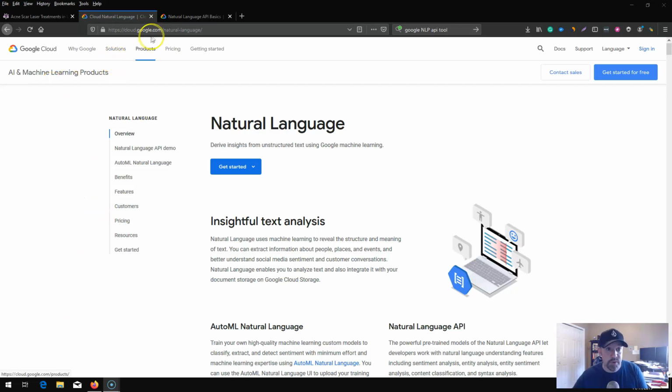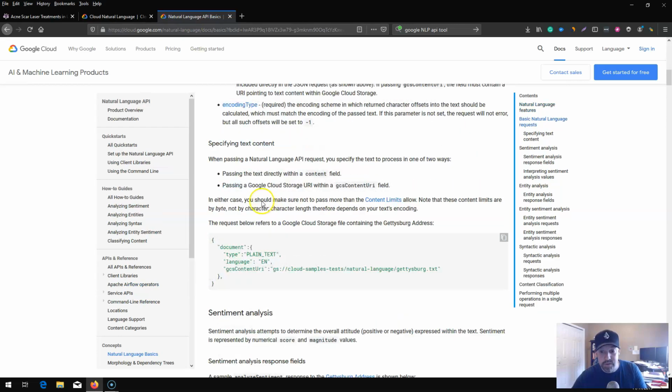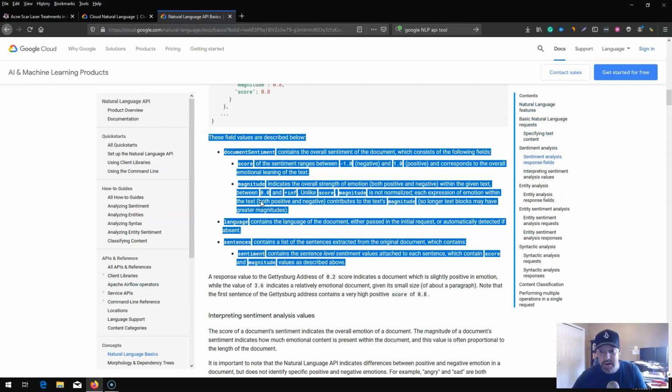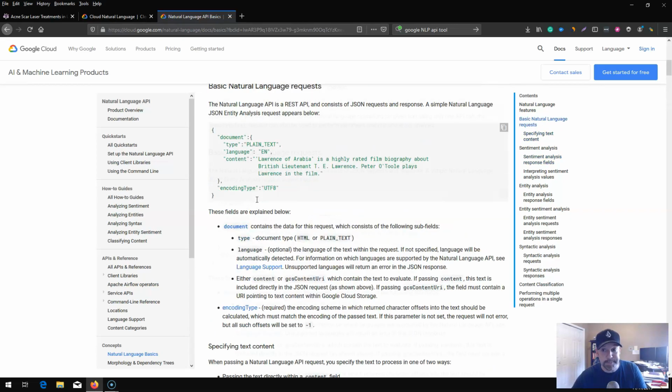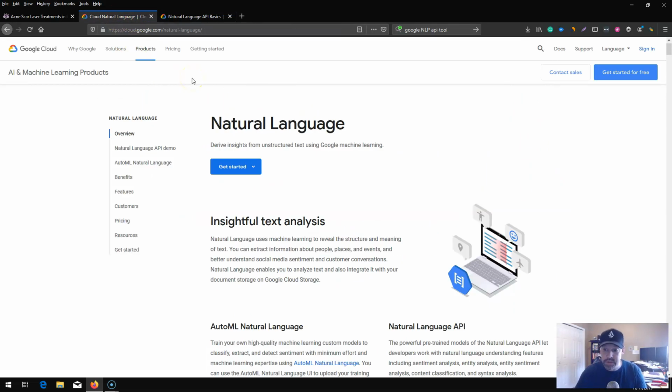The tool is located at cloud.google.com/natural-language, and they also have documentation, which I've been going through, taking a look at everything. They've opened this up essentially so that large corporations can take large documents, data, receipts, and figure out the sentiment of the data.